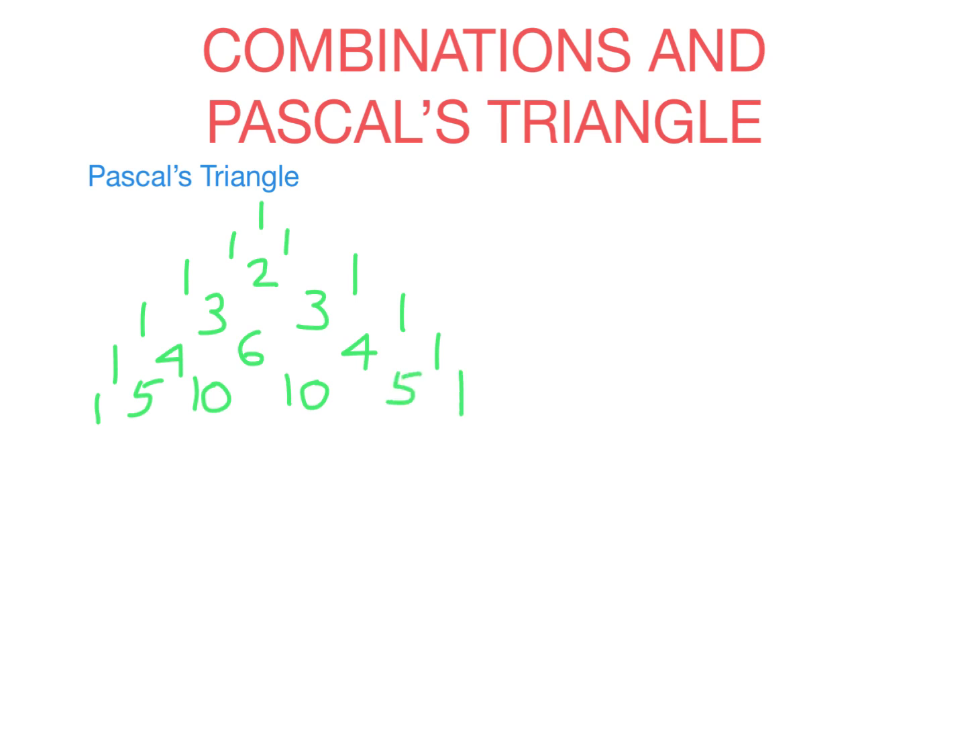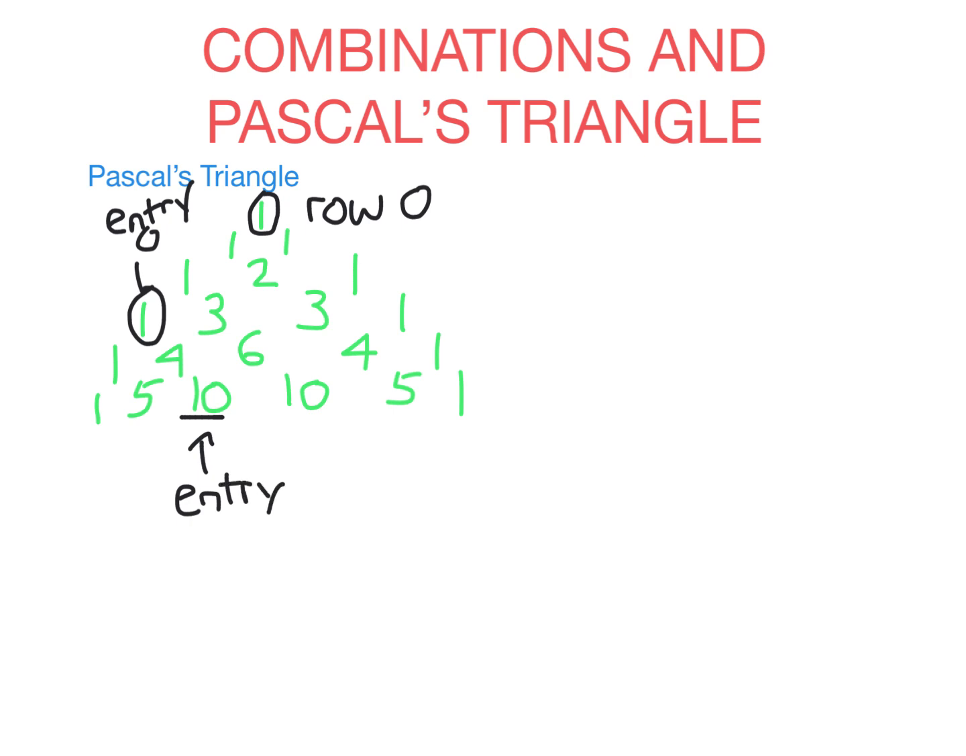I'll stop there. So just note in Pascal's triangle, this first one up here is row 0. And in each row, the first one is entry 0. So, for example, this number here is entry 2 of row 5, because it goes entry 0 first, then entry 1, then entry 2.